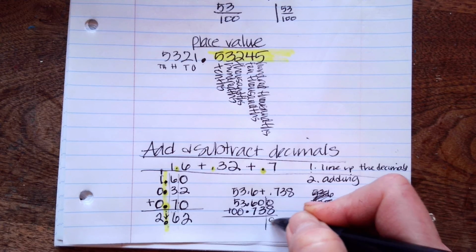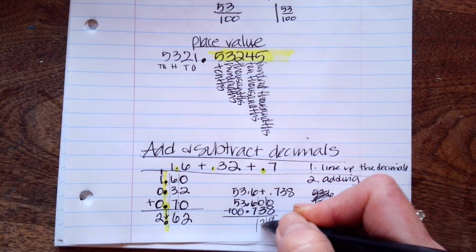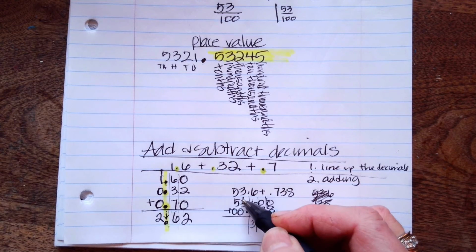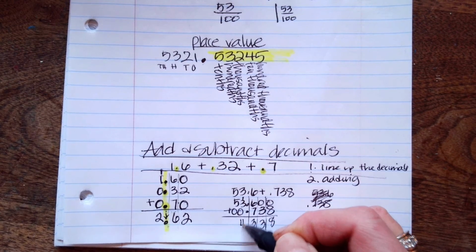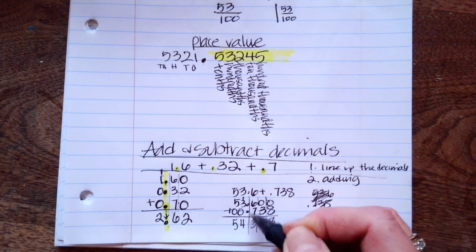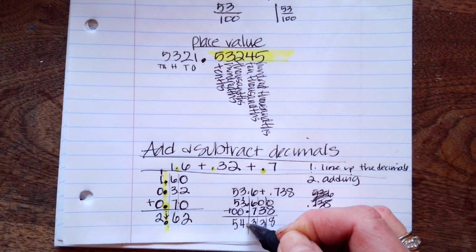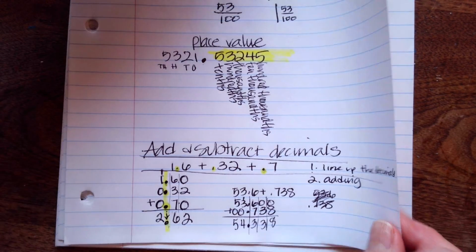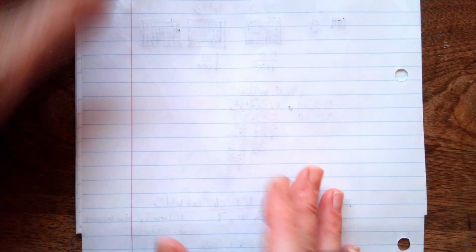0 plus 8 is 8. 0 plus 3 is 3. 6 plus 7 is 13. 3 plus 1 is 4. 5 plus 0 is 5. And then our decimal just gets dropped down here. Does that make a little more sense? Okay, yeah.